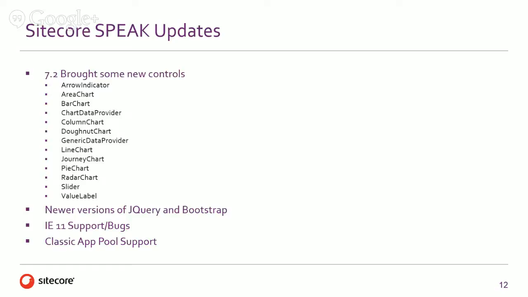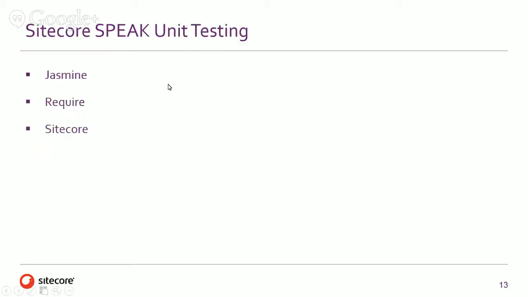And because of the way they're doing it, bringing in NuGet feeds for all their dependencies, I think you'll see out of the Speak team that we'll constantly be updating to the new versions of jQuery and Bootstrap. It just makes it so much easier for them. As Stephen suggested, IE11 compatibility and support for classic app pulls. That wasn't supported in 7.1, but now it is after this.